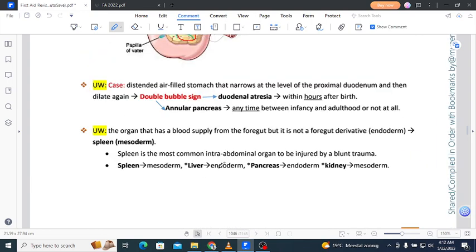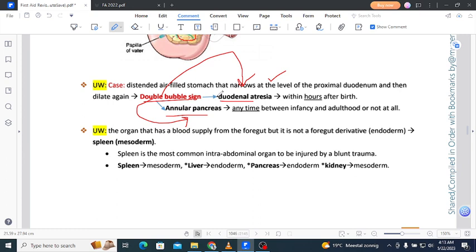In the case of pancreatic divisum, there is the UWorld point. The case is a distended air-filled stomach that narrows at the level of the proximal duodenum and then dilates again. That is the double bubble sign. That can be seen in the case of duodenal atresia, and also in the case of annular pancreas. So these are the two conditions that can create the double bubble sign. Most commonly it is associated with duodenal atresia, but it can also be seen in annular pancreas, because in both conditions the problem is duodenal obstruction, and if the duodenum is obstructed, we can get the double bubble sign.